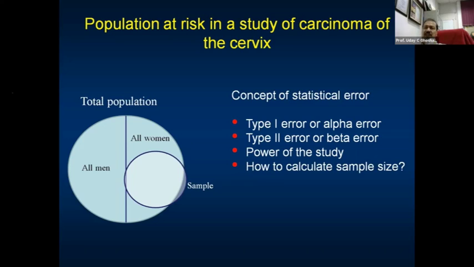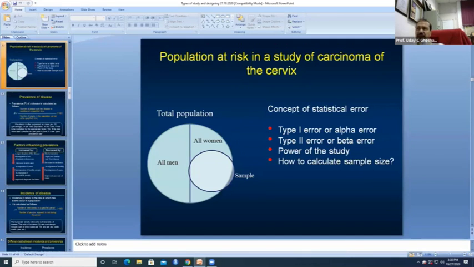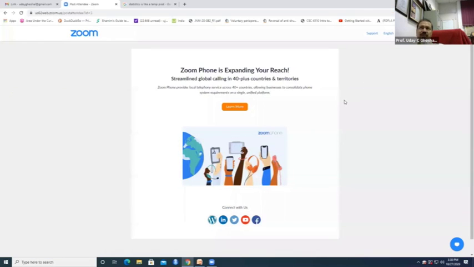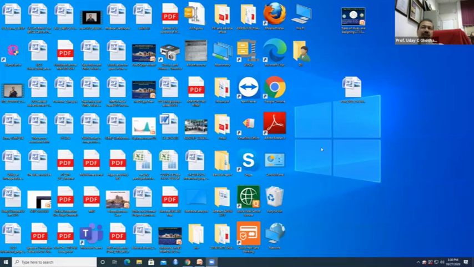Power of the study means 1 minus beta. 1 minus beta means type 2 error. So when type 2 error is less than 20%, the power is 80%. When type 2 error is less than 20%, then power is more than 80%. And minimum power required for any good study is 80%.